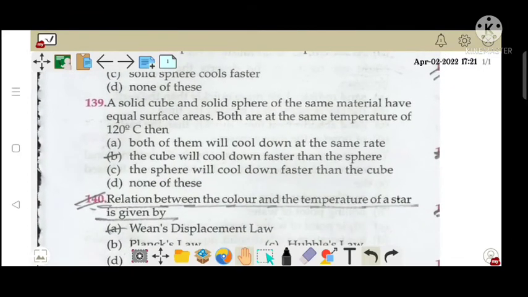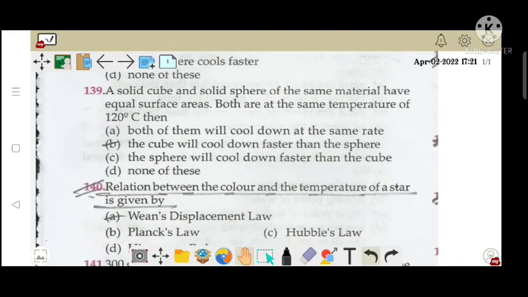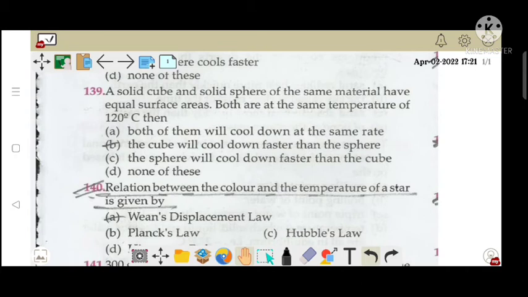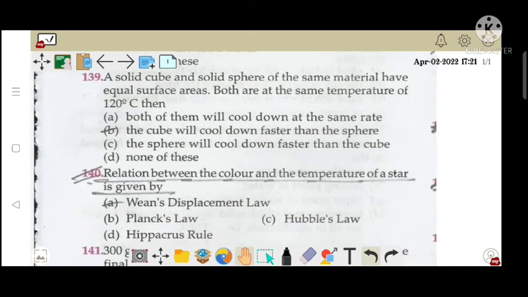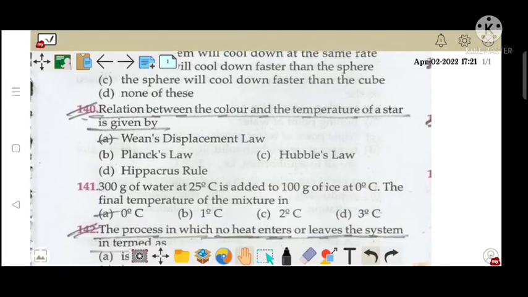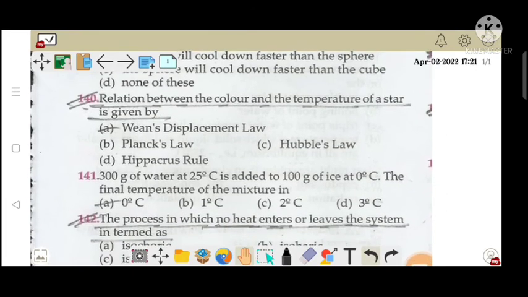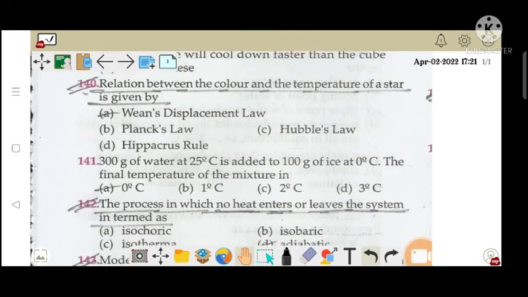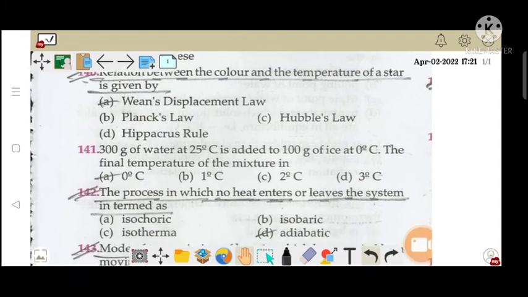A solid cube and a solid sphere of the same material have equal surface area. Both are at the same temperature of 120 degrees Celsius. The cube will cool down faster than the sphere. The relation between the color and the temperature of a star is given by Wien's displacement law.